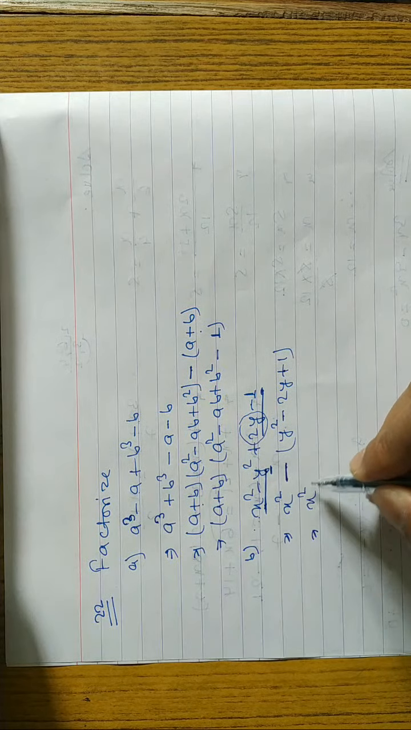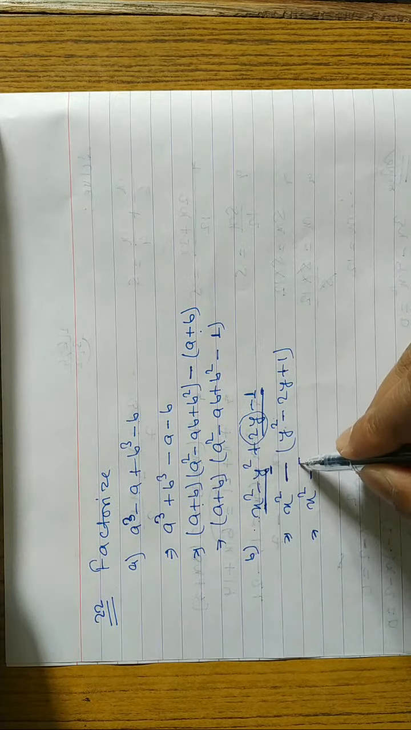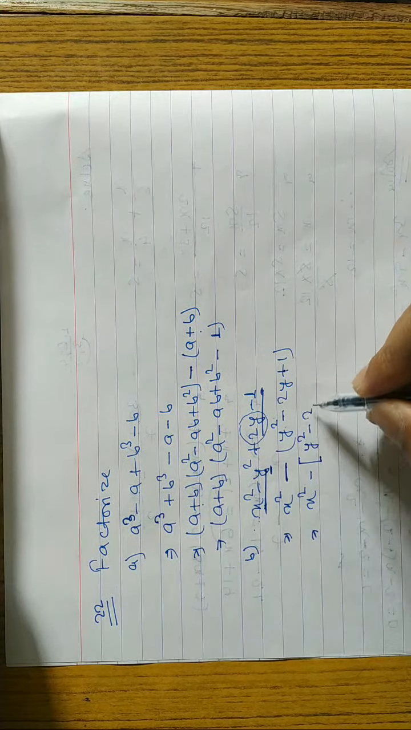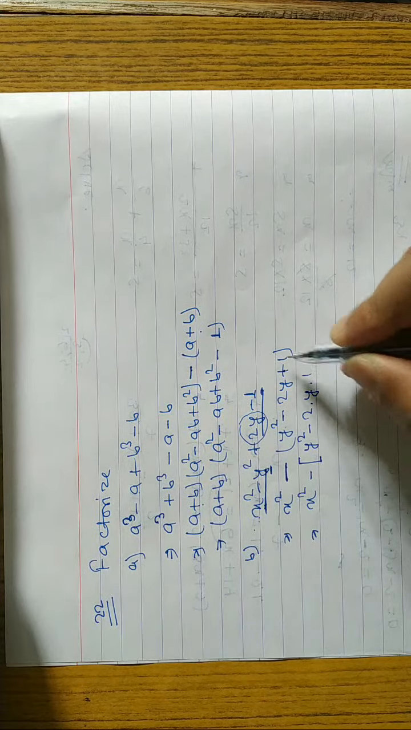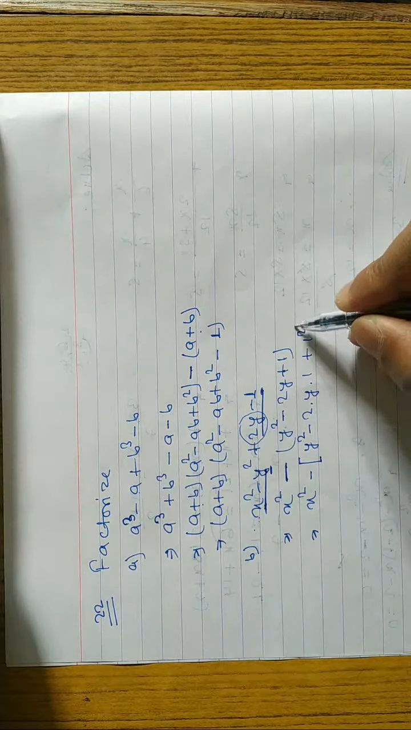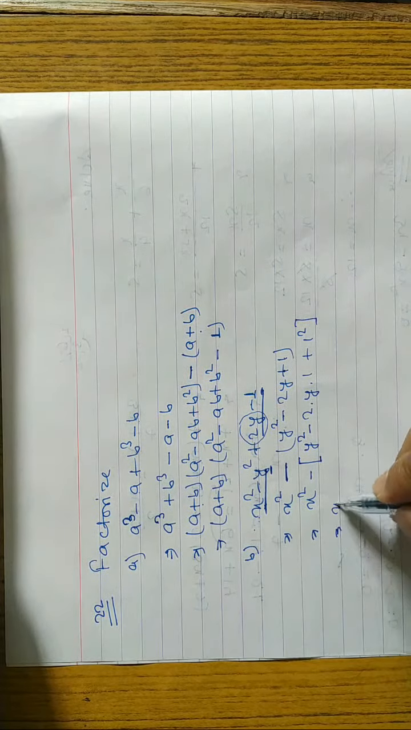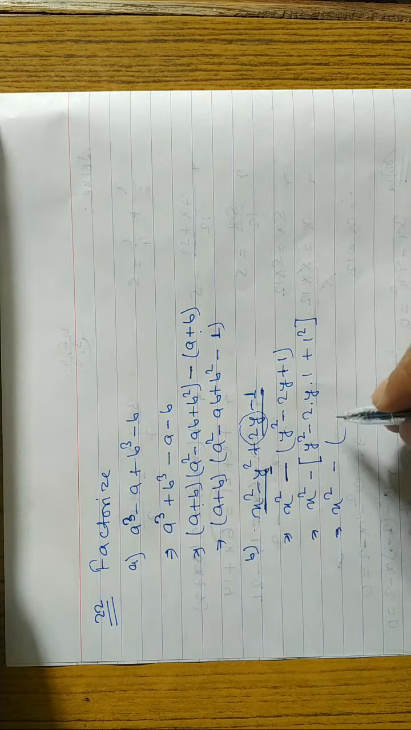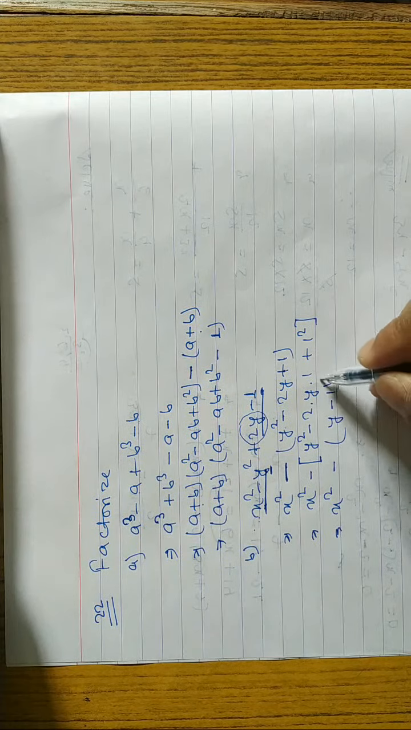After this, x square minus, convert this in the form of a square minus 2ab plus b square. So we can write y square minus 2a means y, b means we have to write 1, plus b square means 1 square. So x square minus, this is in the form of the formula of a square minus 2ab plus b square, so we can write y minus 1 whole square.